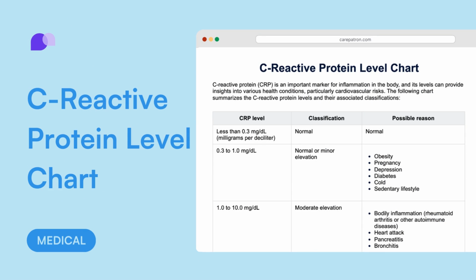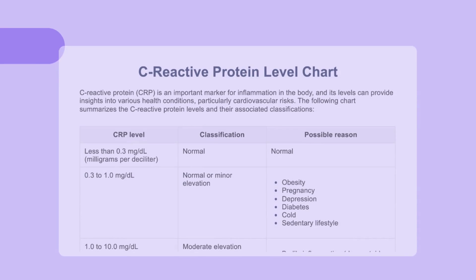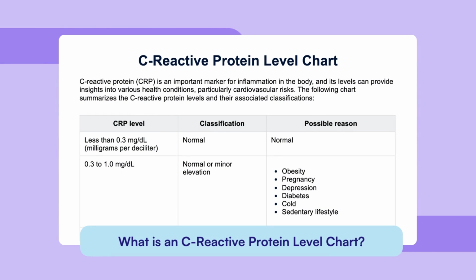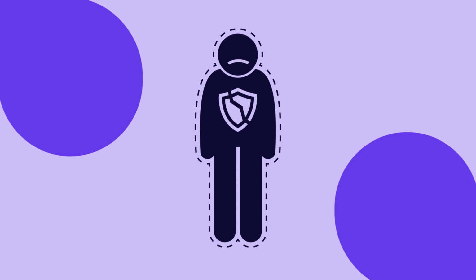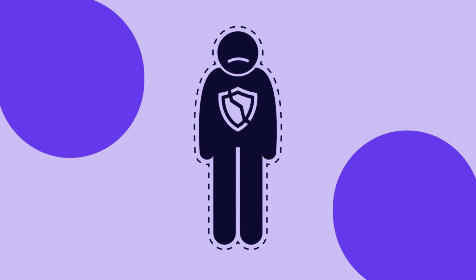In today's fast-paced healthcare environment, tools that streamline workflow and improve patient care are essential. The C-reactive protein level chart is one such tool helping clinicians manage inflammatory and infectious conditions. CRP, a protein produced by the liver in response to inflammation, is a key marker used to diagnose everything from viral infections to chronic autoimmune diseases.